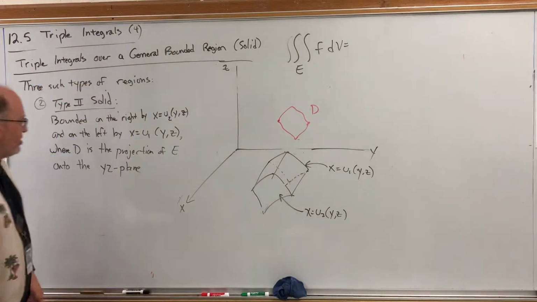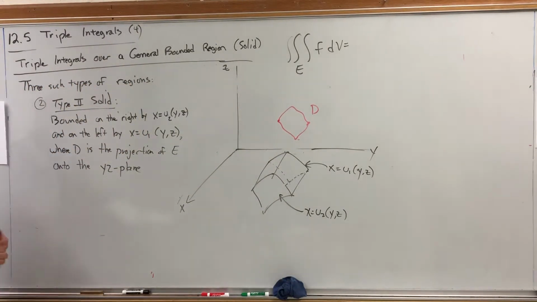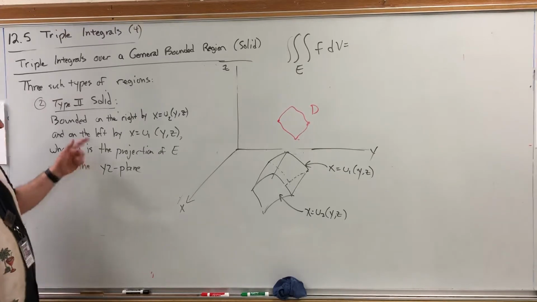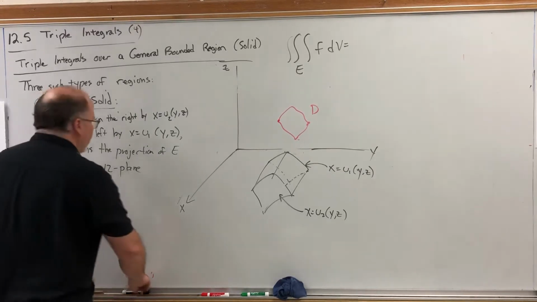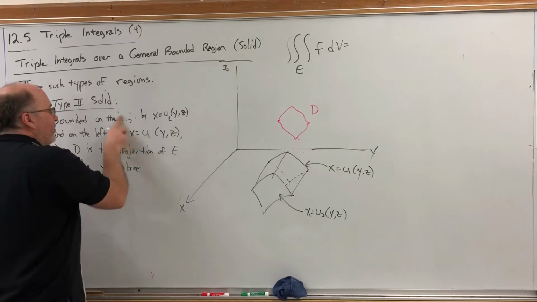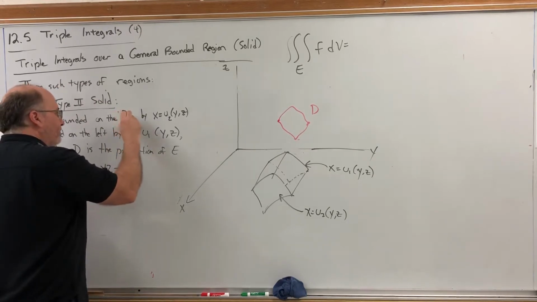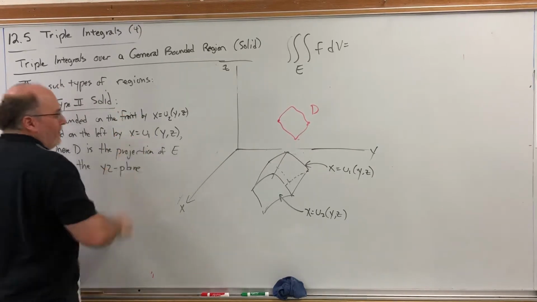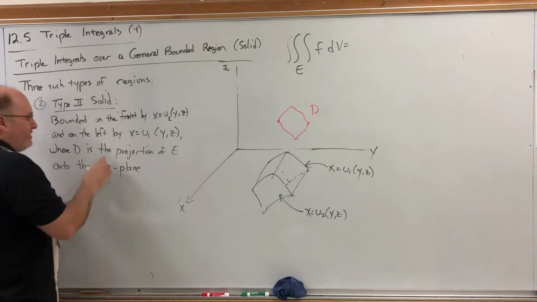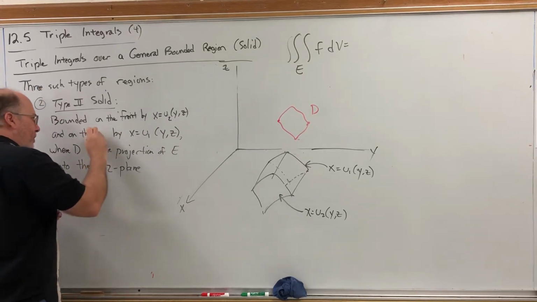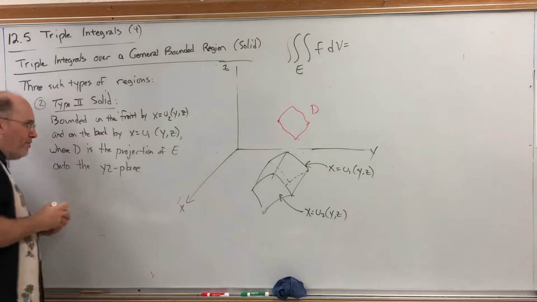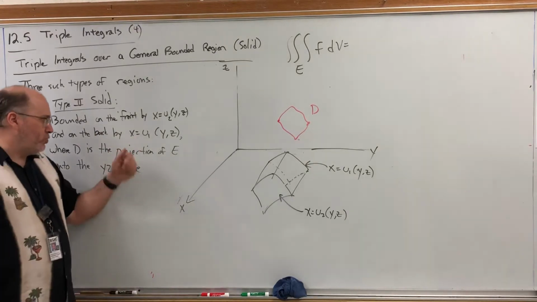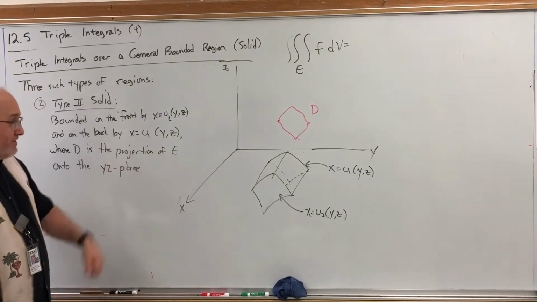A type 2 solid is kind of the same thing, but oriented differently, where we have a solid bounded on the front, if you will, by some function x equals u2 of yz, and on the back by some other function x equals u1 of yz.